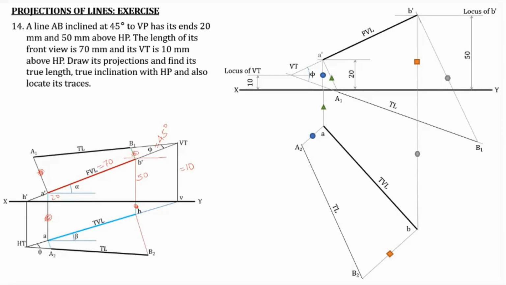This distance A2 B2 is again a true length. Now extend the line AB as well as A2 B2 so that both the extensions will intersect at the horizontal trace, and the included angle here will be theta. That is the true inclination with the HP. Then alpha is marked, that is the inclination of the front view with the XY line. Then beta is marked, that is the inclination of the top view with the XY line. And then finally you complete it with the box. And that is it.